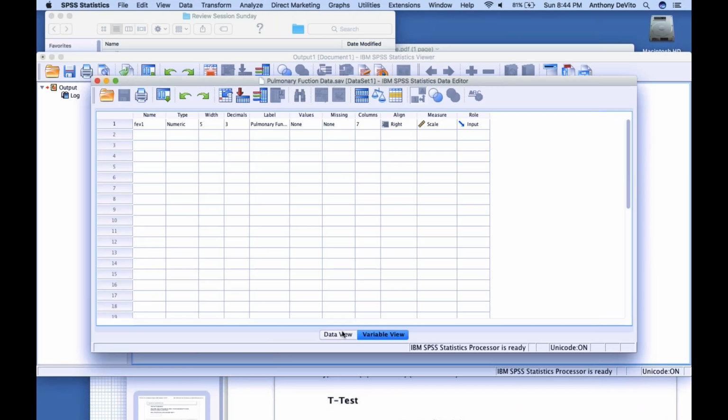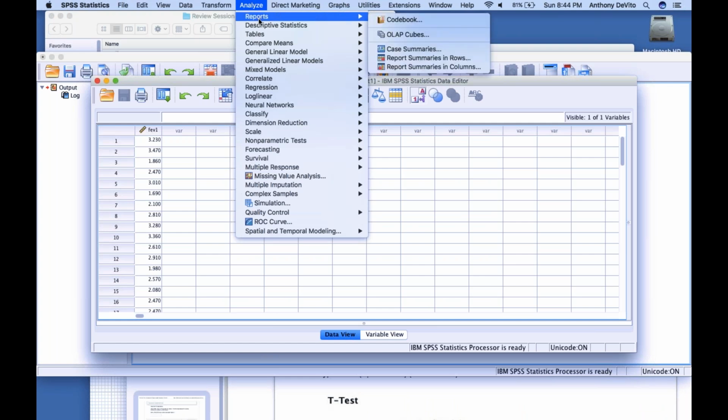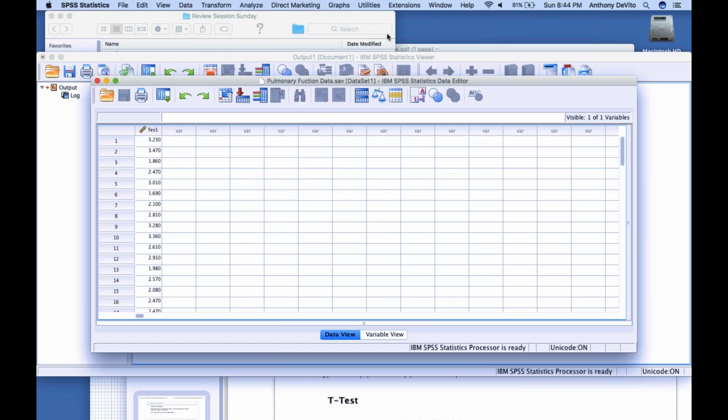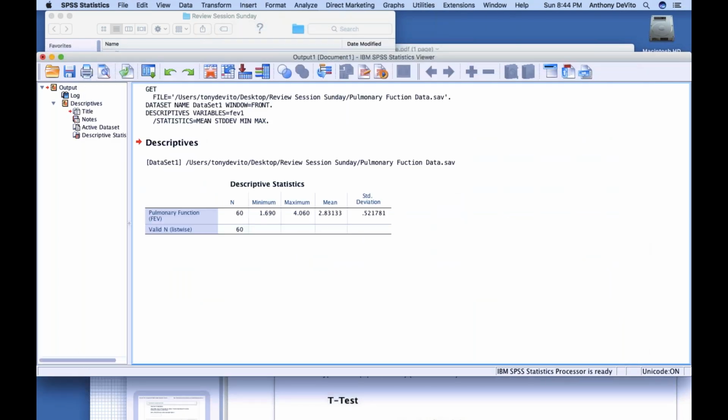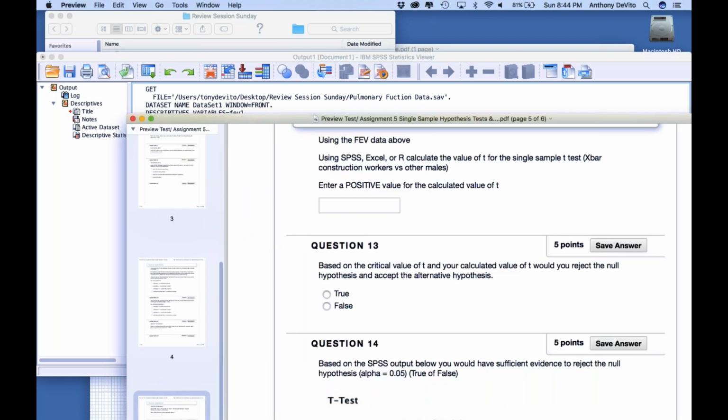Okay, first thing I'm going to do is go over here, analyze, descriptive statistics, and just get descriptive statistics for our sample of 63 people. I'm sorry, 60 people. Minimum of 1.6, maximum 4.60. The mean was 2.83. It was less than the 3 that we expected, which represents the total population, and the standard deviation of the sample is 0.52. Okay, so I'm going to go back and use those two things. Mean was 2.831.